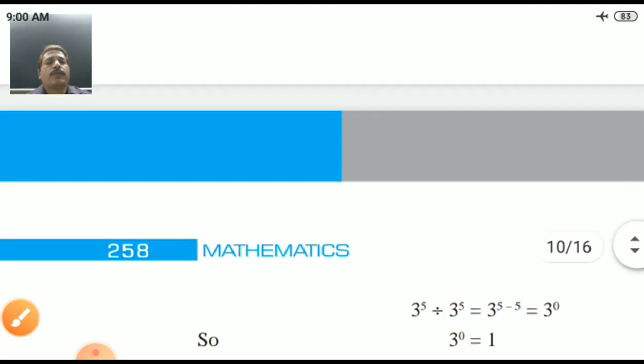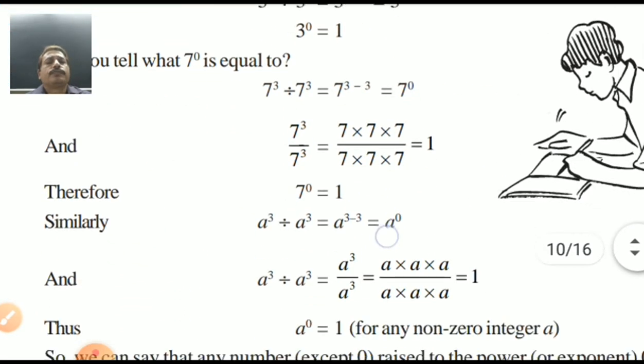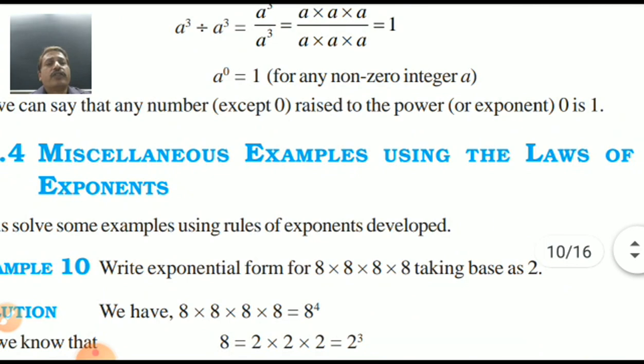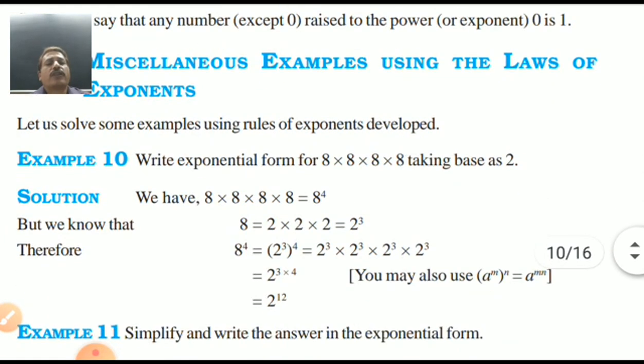Clear? Good. Now, some examples also there. A divided by A, with the exponent 3. A raised to 3 minus 3. Answer is A raised to 0. Whenever any number is raised to 0, answer is 1. Be careful. Miscellaneous example using the laws of the exponents. Students, some exponents you can divide it this way. 8 raised to 4. Yes or no? Yes. So 2 raised to 12 also is the same. Both the numbers are same.